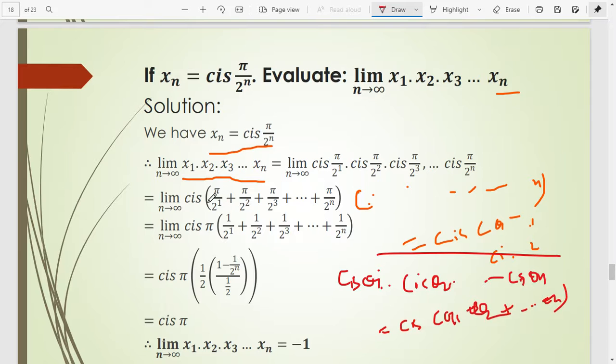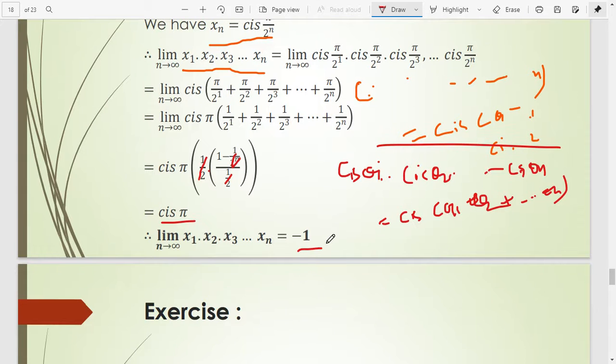So now common out pi, we get 1 upon 2 raised to 1 plus 1 upon 2 raised to 2 plus 1 upon 2 raised to 3 plus up to 1 upon 2 raised to n, and then now we get 1 by 2 into 1 minus 1 by 2 raised to n into 1 by 2, and limit n tends to infinity, this is equal to 0. So 1 by 2 and 1 by 2 cancel out, so we get 6 pi, and 6 pi is equal to minus 1.